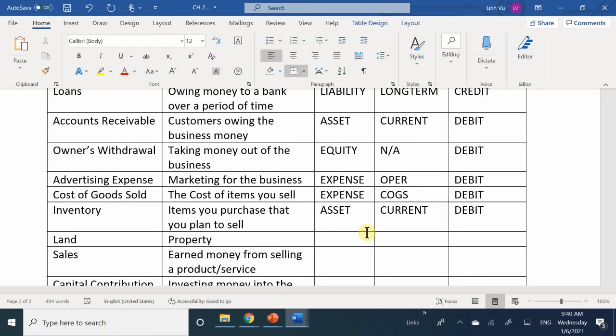Okay. What about land? Yes, land is definitely an asset. Now, what kind of asset? It is a fixed asset. Yes, it belongs in one of the three categories: property, plant, or equipment. So it's fixed. And it does have a debit balance because it's an asset.